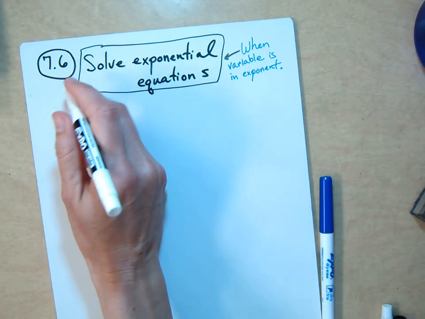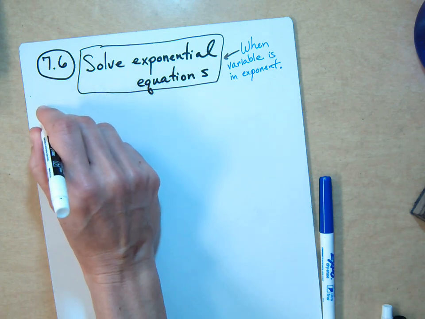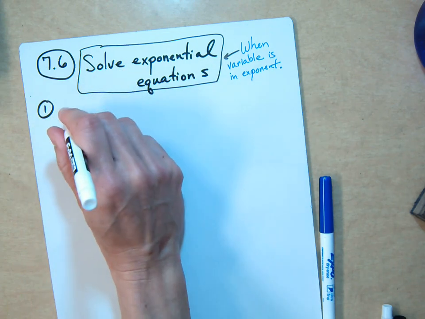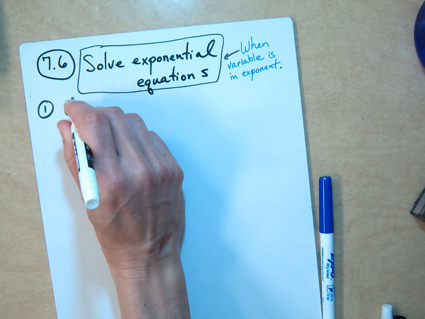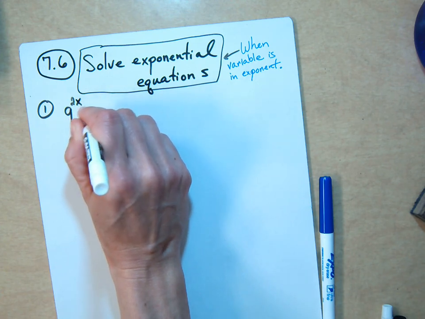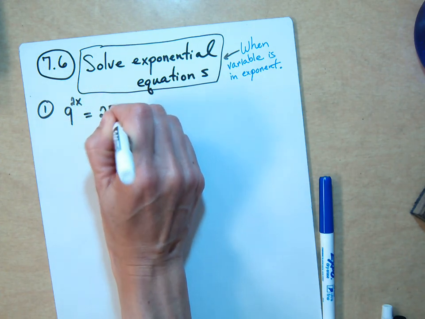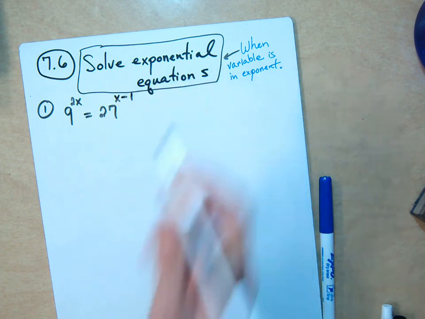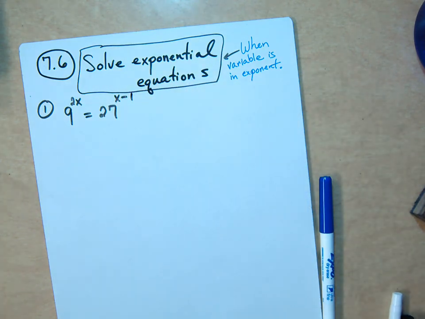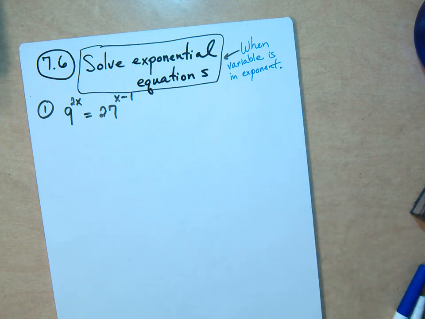When the variable is in the exponent, that's when we can't just take the x root of something, so we have to be a little more clever. So we'll start with this example. Let's say you have 9 to the 2x power equals 27 to the x minus 1 power. So all these, they're solved for x right now. So what you want to recognize is first the variables in the exponent. This is an exponential equation, but you can get these in the same base.